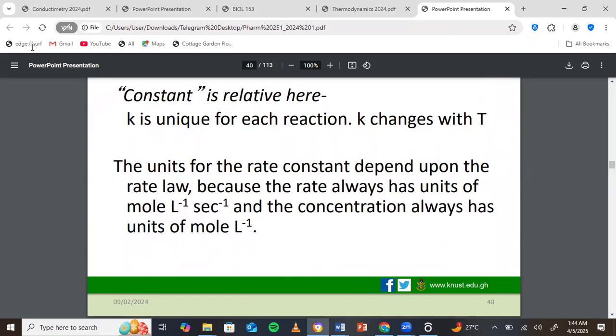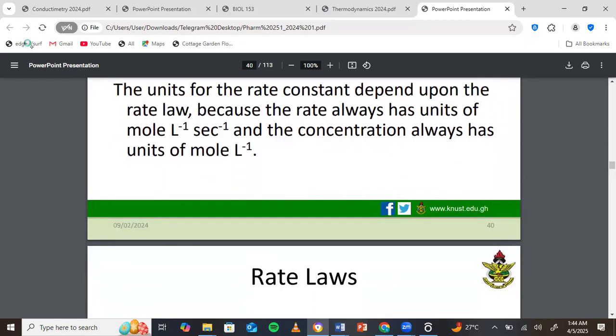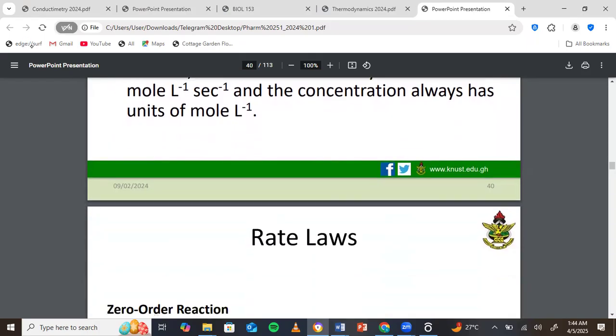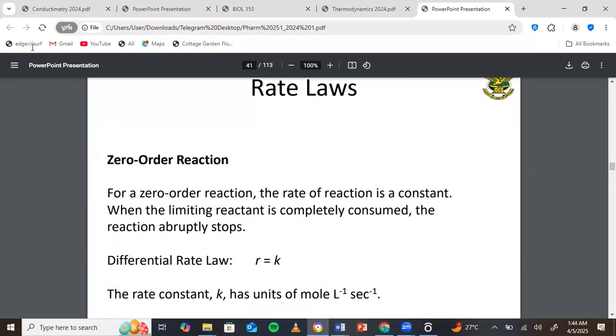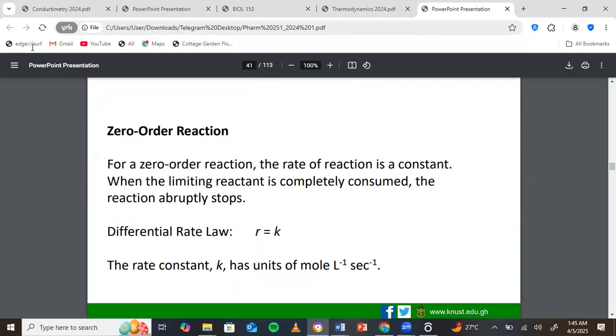But then the rate is measured in mole per liter per second, and concentration is measured in mole per liter. For zero order reactions, the rate is equal to the constant. And so the rate is constant, and the unit of rate here will be the same as the unit for K. And so the unit for K will be mole per liter per second.